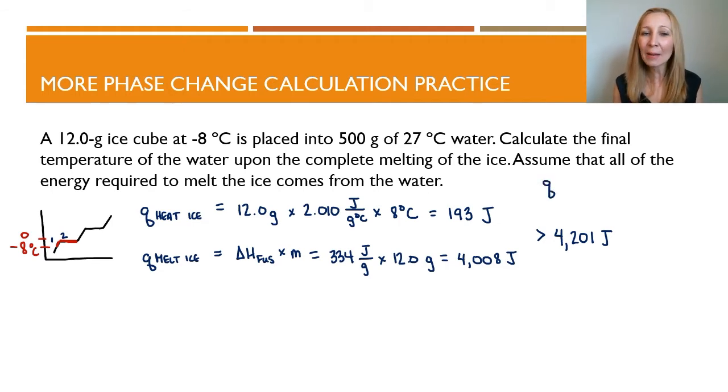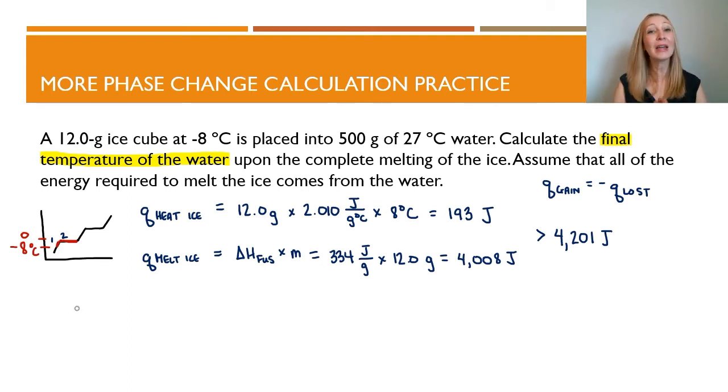So that amount of energy is coming from the water, that 500 grams of water. So what we want to know is the change in temperature of the water. And of course, if you put ice in water, the temperature is going to go down. So we should be able to predict that we're going to have a lower temperature. So we start with 27 degrees. We're going to end with something lower than that because we put an ice cube in it.